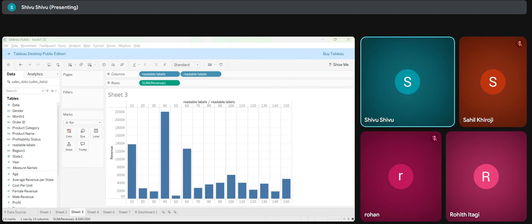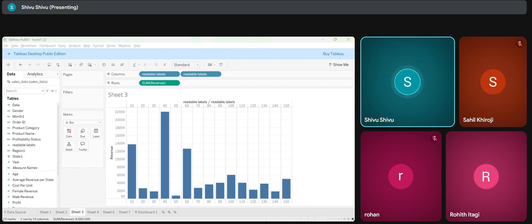In the next sheet, this bar chart shows the revenue for each month in the form of bars. The height of each bar represents how much revenue was earned in that month. So taller bars equal higher revenue, and shorter bars equal lower revenue. A few months have very high bars, which means revenue was strong during those months. Some months have medium-sized bars showing average performance, and a few months have very small bars, meaning revenue was low.